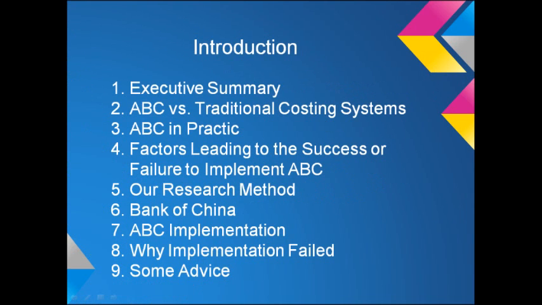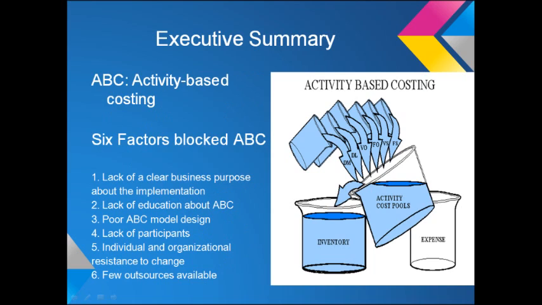At the very first, there's the introduction for our project. There are a total of 9 parts in this project. They will explain most of the reasons to suggest why ABC failed at the Bank of China. This is Jiajun Gao, and the first part is the summary.